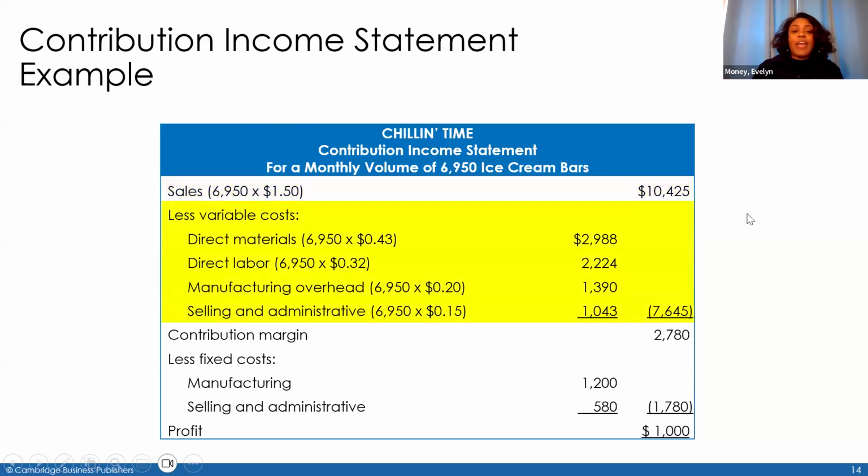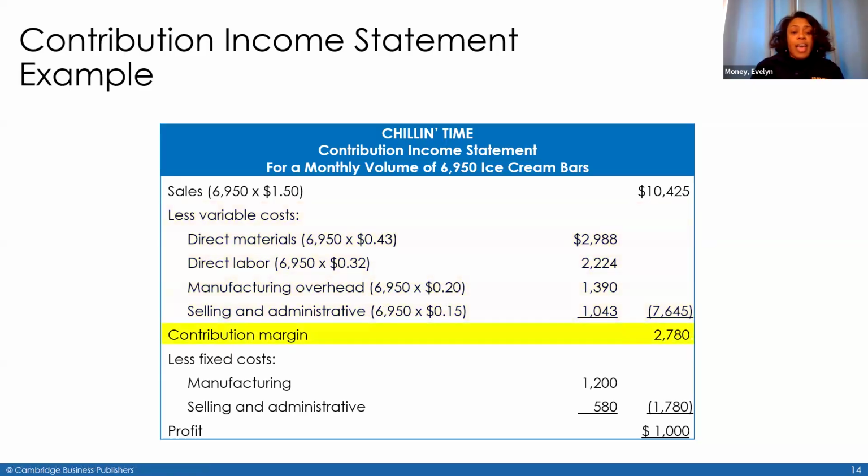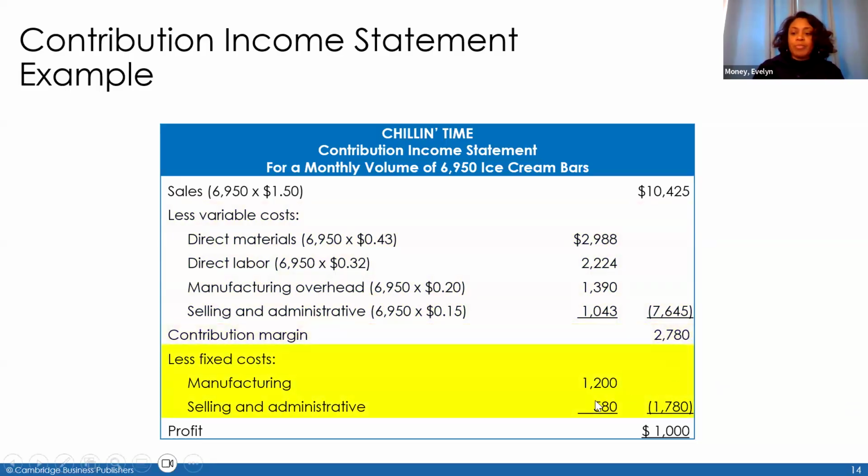Now we have all of our variable costs. The variable costs include both manufacturing and our period costs or our selling and administrative costs. Just make sure it's only the variable ones. And then we'll add all those together, subtract that from sales, and we'll arrive at the contribution margin. And then we subtract out our fixed costs, and that gives us our profit.